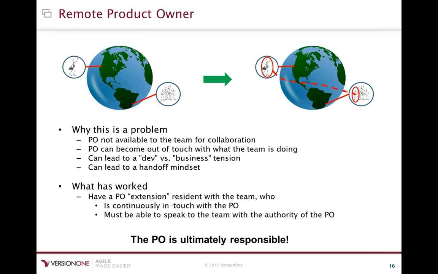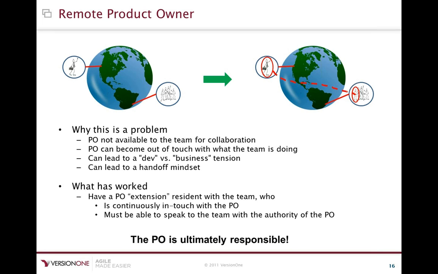They aren't collaborating. So this becomes a problem because the product owner can become out of touch with what the team is doing, and vice versa. The team is not really in touch with what the product owner is thinking, and this can lead to a development versus business type of tension, and devolve into a handoff mindset, which takes us back to that situation that organizations are trying to resolve, which is business and development not being on the same page. So what has worked in this situation?